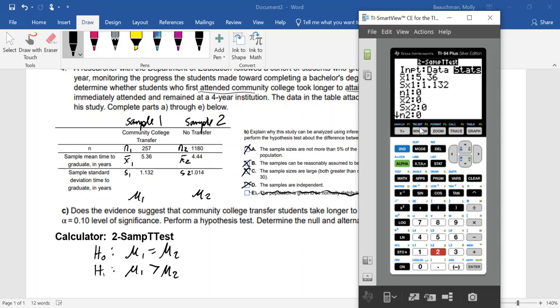So this means that if attending community college first, it took them about 5.3 semesters to graduate with a standard deviation of 1.132, and our sample size was 257. Now we do the same thing for population 2. Their mean was 4.44. So this is the group that didn't go to community college first. 1.014 is the standard deviation.